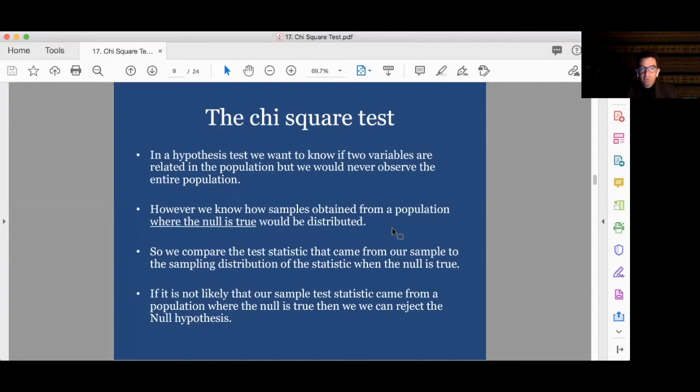In a hypothesis test, we want to know if the variables are related in the population, right? Again, we don't observe the population, but we know how tables from a population where there's no relationship look like, right? And we're going to compare our table to a distribution of tables that are coming from a population where there's no relationship. And if they don't look to come from the same place, then we reject that hypothesis and conclude that there is a relationship.